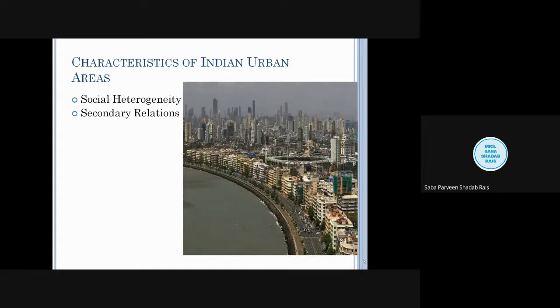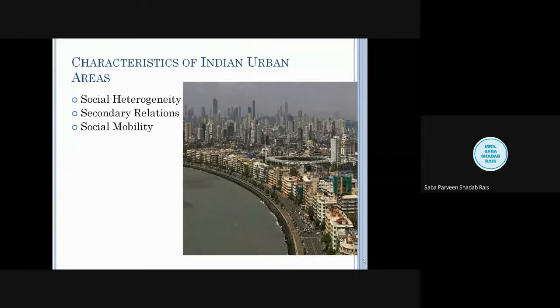In urban areas, people are more individualistic rather than having very intimate relationships, which you will not observe, as we have all seen in the case of the villages. Now, when we talk about social mobility, urban people are socially mobile as compared to the rural folk.